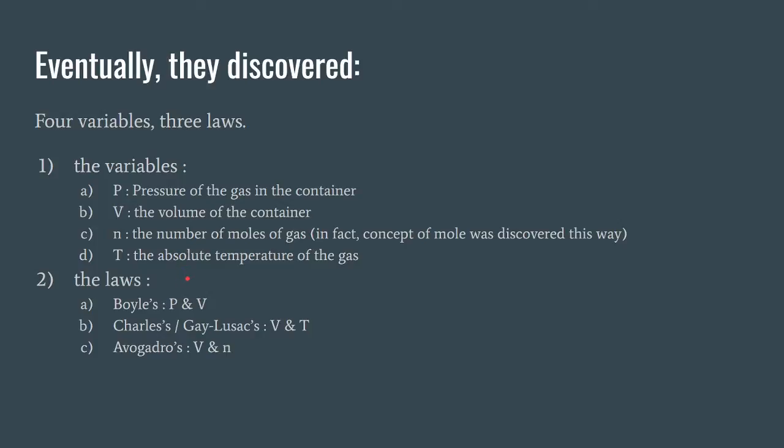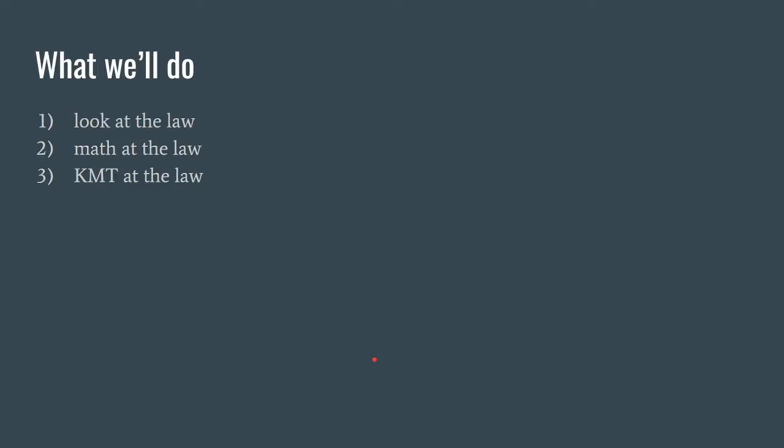And this way they discovered 3 different laws. Boyle's law deals with pressure and volume. Charles's law, or Gay-Lussac's law, deals with volume and temperature. And then Avogadro's law deals with volume and moles. So what we're going to do is look at the law, then look at the math of the law, and then use kinetic molecular theory to understand the law. First up, Boyle.